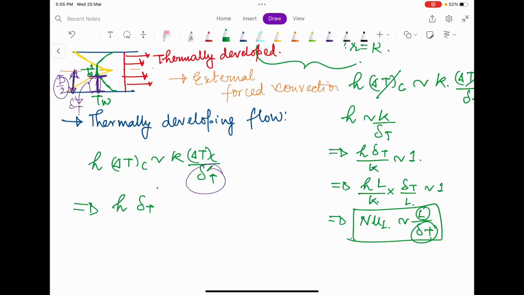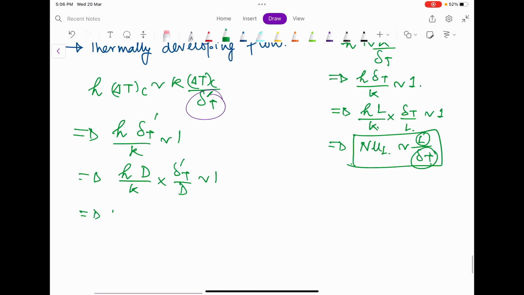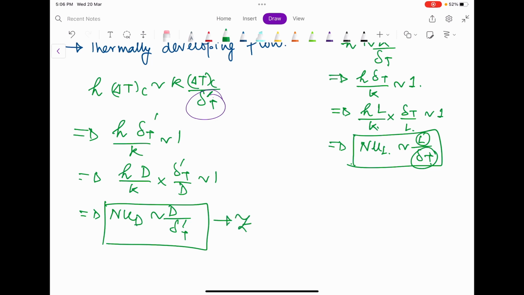So then I have this thing, this is of the order of 1. So h into d by k into delta t dash by d is of the order of 1. Then my Nu is of the order of d by delta t dash. So you see that Nu here is also not constant as you move along the z, because along the z this delta t dash will grow, then Nusselt number will also not be constant. Okay.